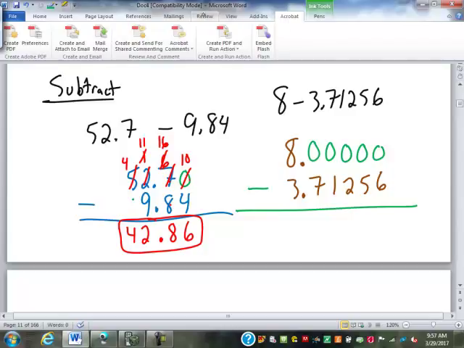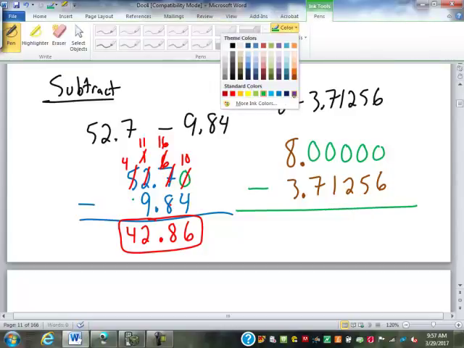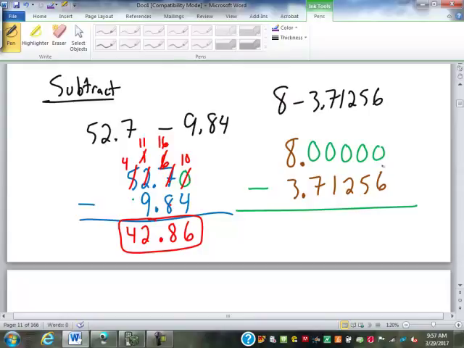Here we go to borrow. 0 minus 6 can't be done. But we go to borrow, and there's nothing to borrow from here. So we need to go all the way to the 8. That's the first place that we find anything that we can borrow from. So we borrow, that becomes a 7. That would make this a 10. Now we do need it here, but we need to get it down here as well. So we have to keep borrowing. So that 10 becomes a 9.